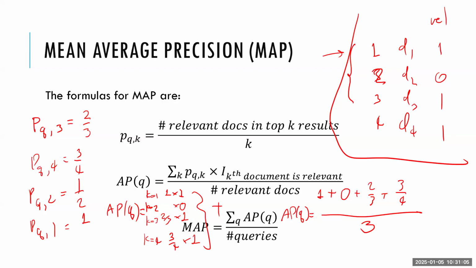So this is for one query, right? In your data set, you may have many queries, so you just average them. Sum of the AP of all the queries divided by the number of queries. So that is your MAP score.